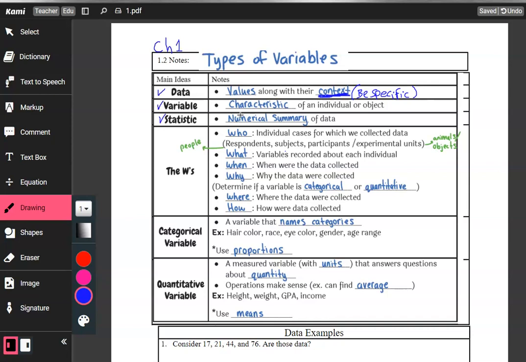The second one is variable. A variable is a characteristic of an individual or object. A statistic is a numerical summary of data.